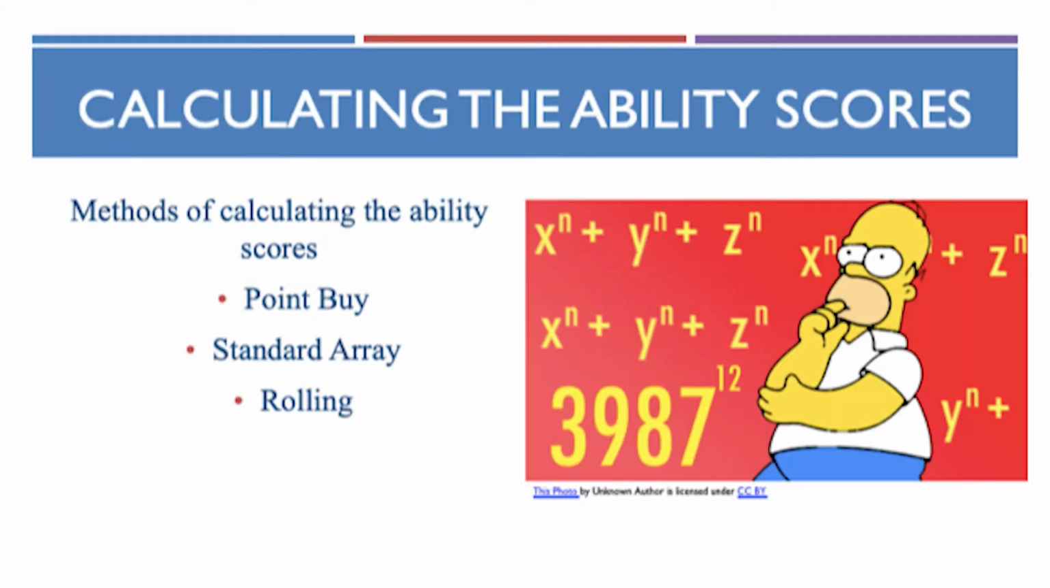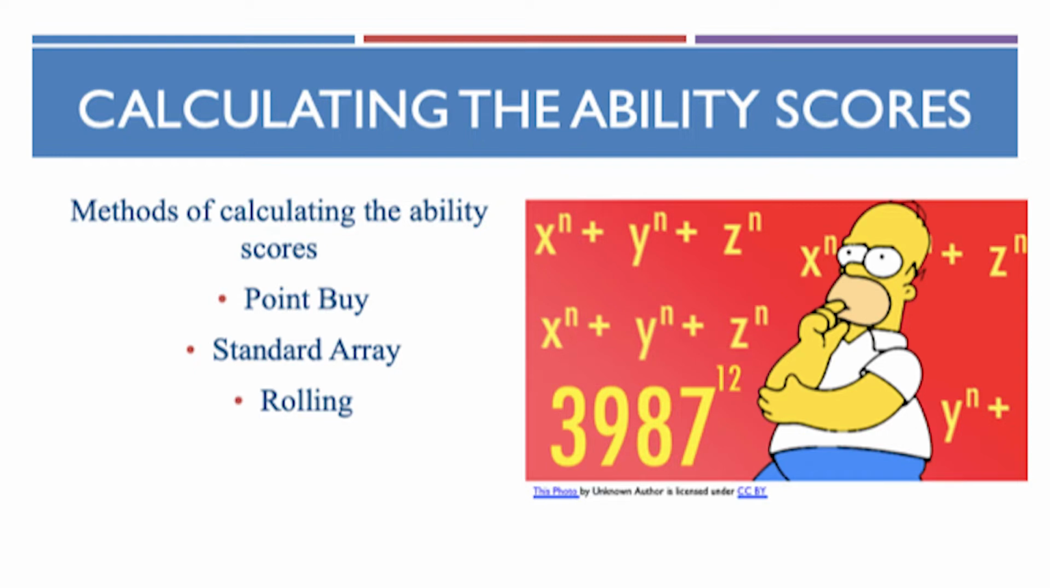Now, how to calculate ability scores. There are three methods: point buy, standard array, and rolling. In point buy, all ability scores start at 8, and you are given a pool of 27 points that can be divided among the 6 abilities. A score can only be increased to 15, and increasing a score above 13 costs 2 points.